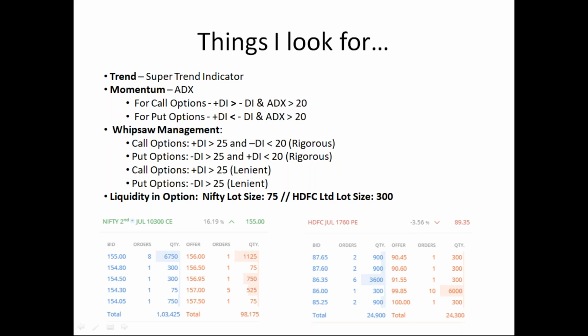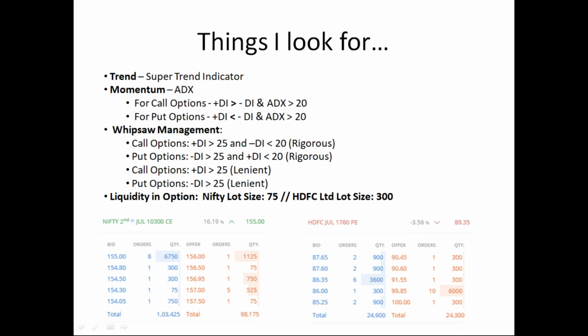But what used to happen is not all crossovers are the same. I ended up making money in big moves, but there were a lot of small choppy moves where I used to lose money, and I was trying to find ways to filter those choppy moves. One of the ways I came across on the internet is to trade only in the direction when the trend is on your side. So that's why I superimposed the Supertrend indicator.